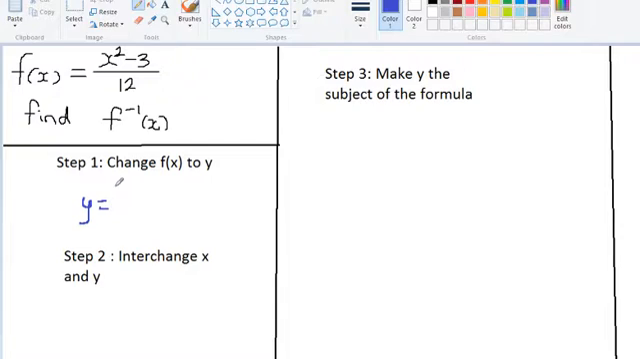Y is equal to x squared subtract 3 all over 12. Okay, good.